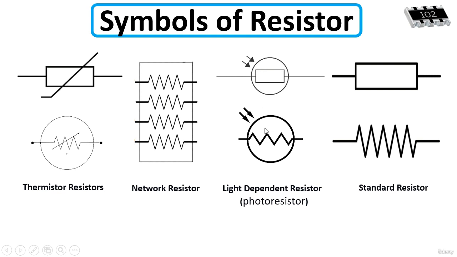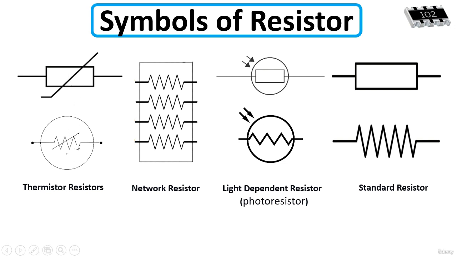These two symbols, as you can see, are for the light dependent resistor or the photoresistor. We have two arrows here. And this symbol is for the network resistor. As you can see, we have four resistors here. So the network resistor is a combination of many resistors. Basically, we use the network resistor in order to gain space on the motherboard.